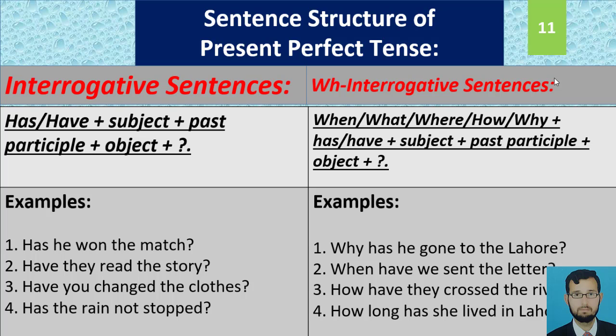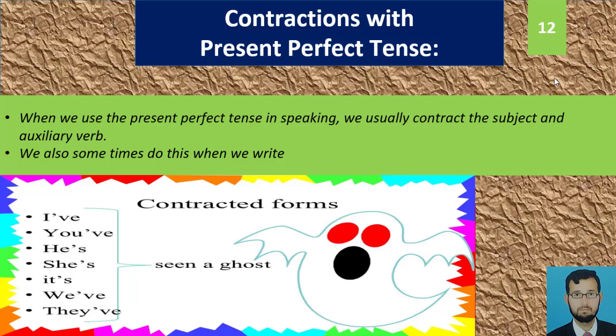In a simple way, we can say the interrogative is formed by interchanging the position of the subject and the auxiliary verb. The method for WH questions remains the same, just the question word comes before the auxiliary verb. When we use the present perfect tense in speaking, we usually contract the subject and auxiliary verb. You can see the examples in the slides.